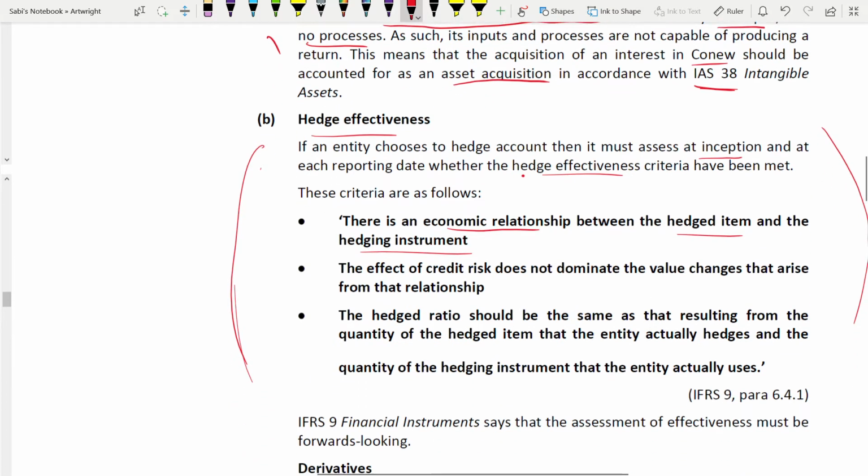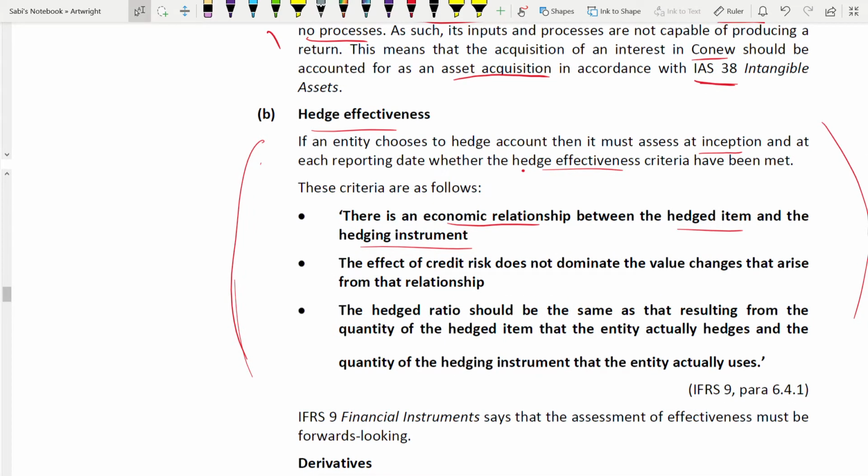Second, the effect of credit risk does not dominate the value change that arises from that relationship. What does it mean? Second point, the effect of credit risk does not dominate the value changes that arise from that relationship. See, your hedged item or your hedging instrument. For example, for the hedged item, we'll take oil. You want to hedge your oil price. And for the hedging instrument, let's take future. For example, I'm taking, this could be anything, okay?